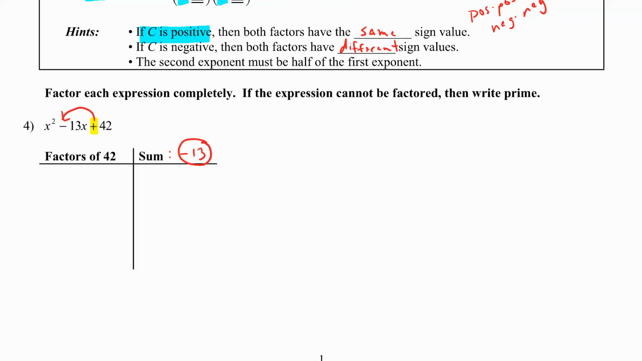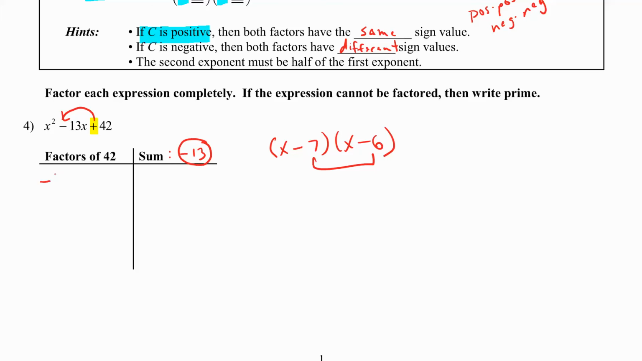Now, some of these can just pop into your head. You may just look at that and go, all right, I know that's going to be x minus 7 and x minus 6, because if I multiply those two, I get positive 42, and if I add them together, I get negative 13. That's fine to do it that way. But if you get stuck, you're going to make a list. Either technique is fine, but be able to at least make a list.